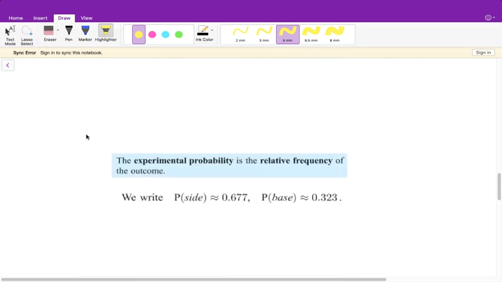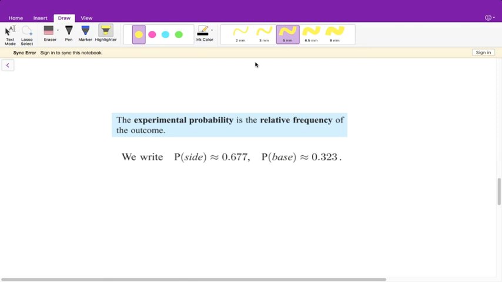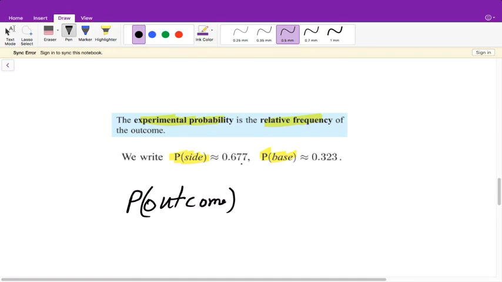All right, now the next thing that we're going to discuss is another key term that you need to understand, and that is experimental probability. It is the same as relative frequency. The only difference is we write it in a specific way. If you see here the experimental probability, it's saying P, and then we talk about whatever outcome we're discussing, and then we say what is the likelihood of it happening, so 0.677.